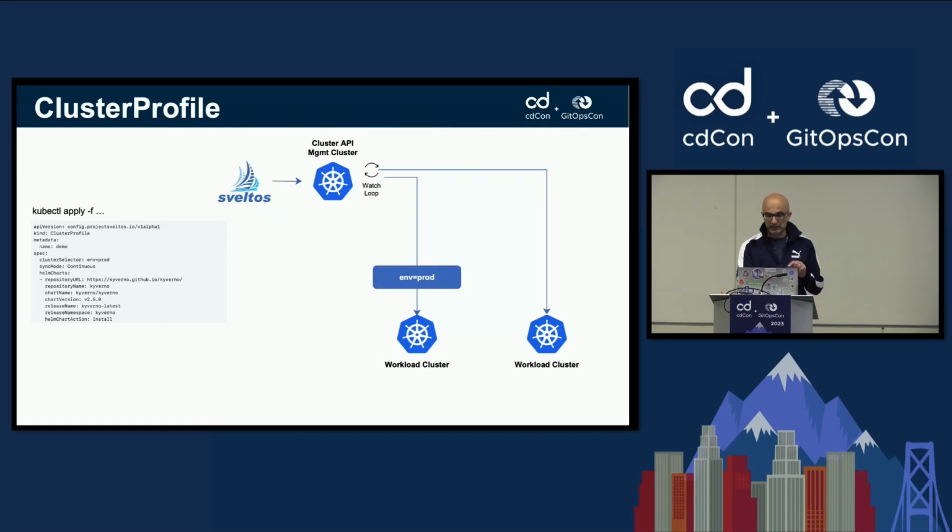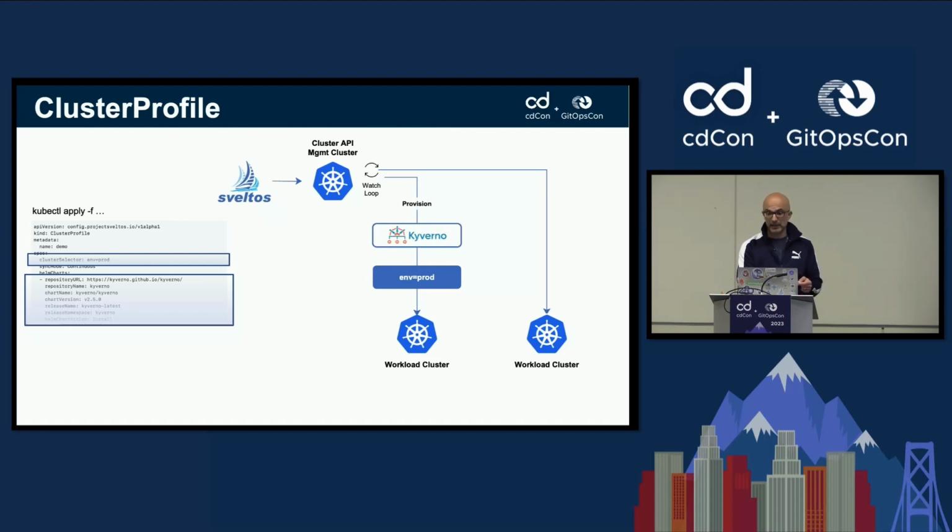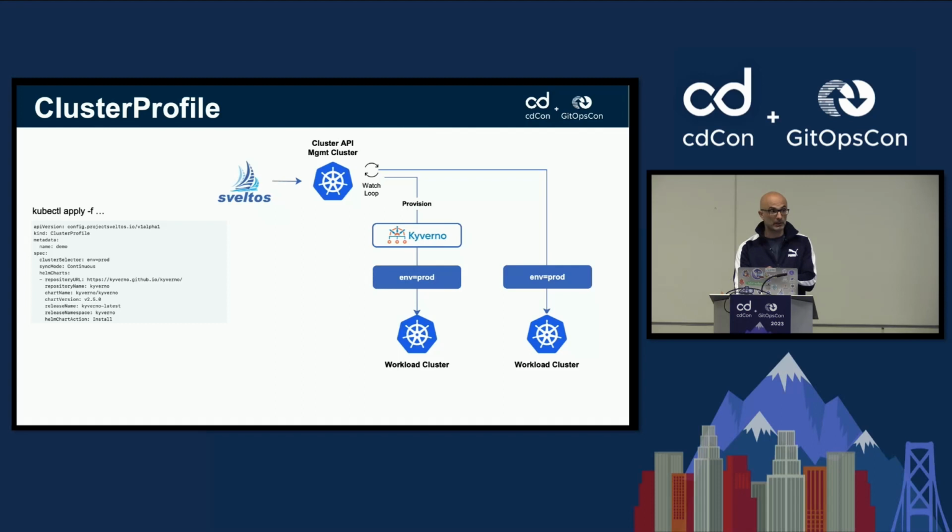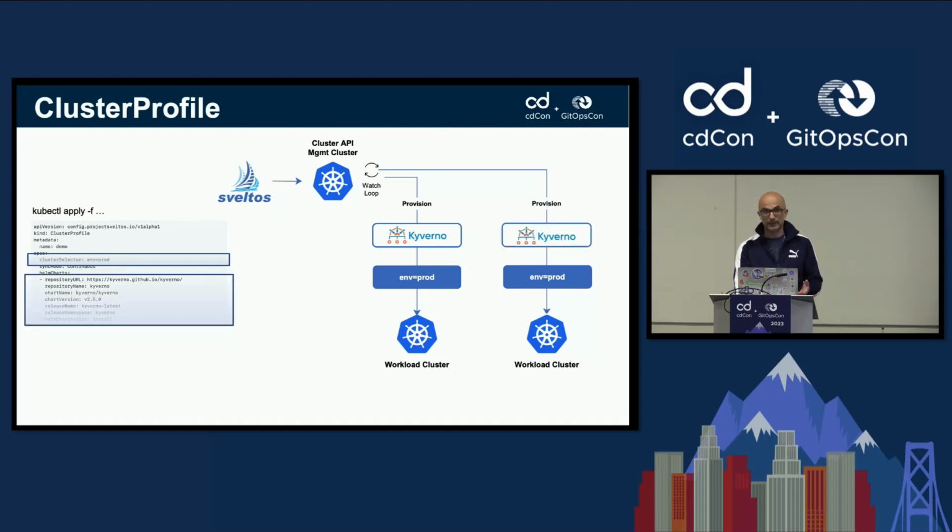As soon as we add the label environment production on one of the clusters, Sveltos detects that this cluster is now a match for the ClusterProfile. It takes all the resources listed in this ClusterProfile, Helm charts, in this case just Kyverno, and deploys them in that cluster. Likewise, if we add the same label on the second managed cluster, Sveltos is going to do the same cycle again. It detects this cluster is a match for this ClusterProfile, and it deploys Kyverno in this other cluster.